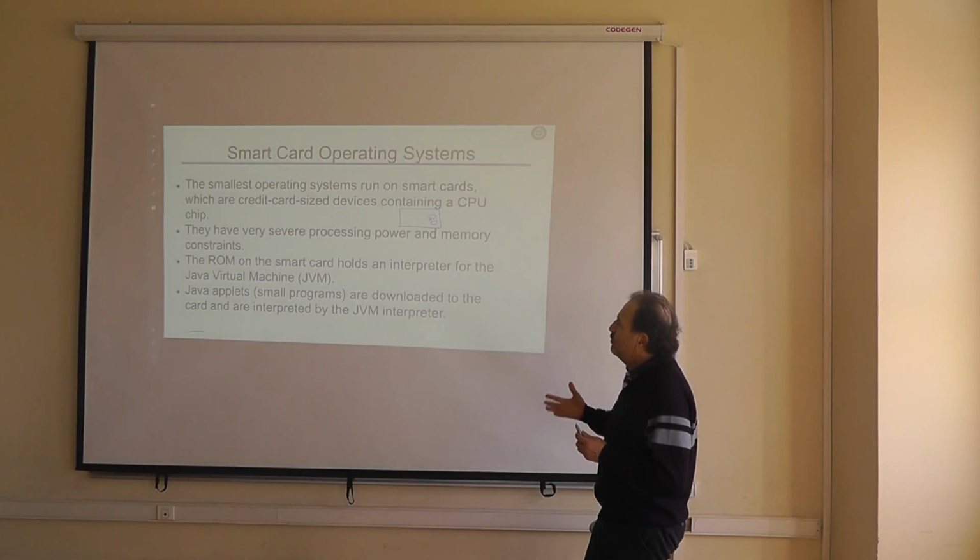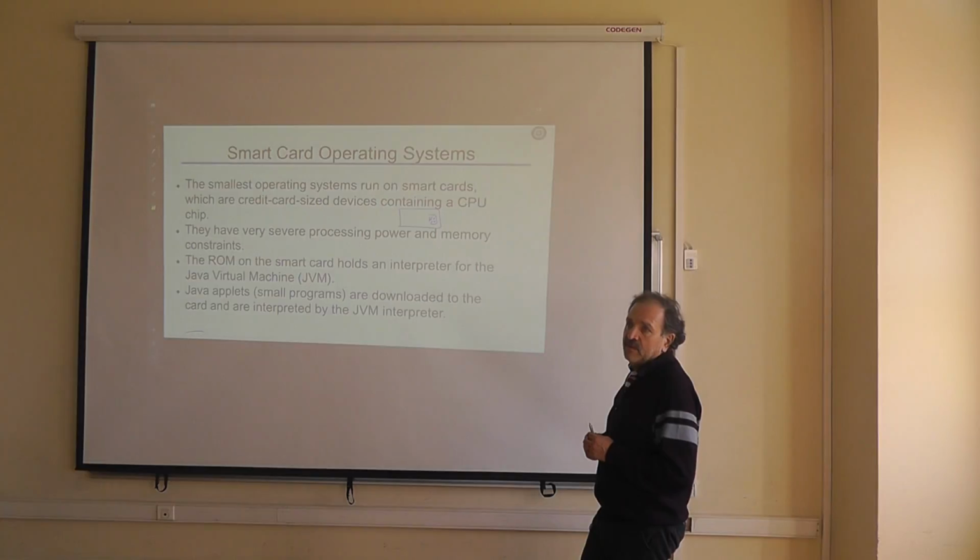Since it's a very small computer, it has severe processing power and memory constraints. It has a very small amount of memory and weak processing power. They don't have power problems, because when you connect this smart card to a card reader, it has its own power. But in terms of CPU power and memory constraints, there are very serious problems.